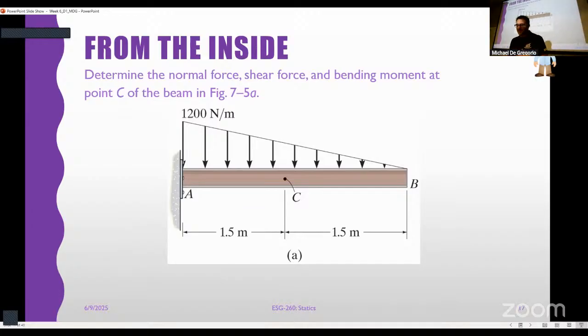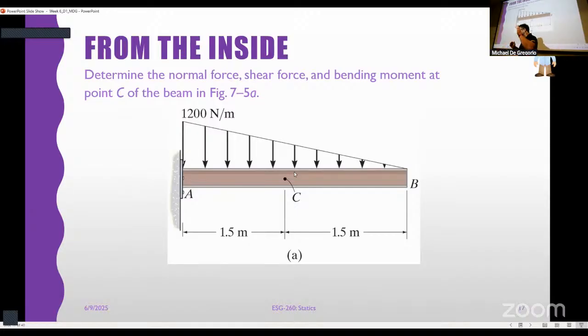Well, if I was going to cut this, I have two options. If I cut this at C, I can either use the left side or I can use the right side. Now, based on the principles of static analysis, they should be equal. So if I do it one side, I should be able to check with the other. That is true. But which side?